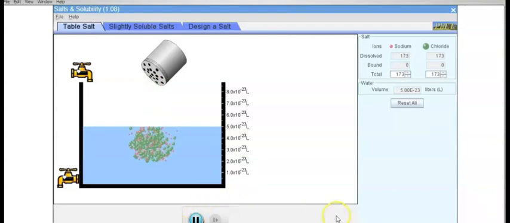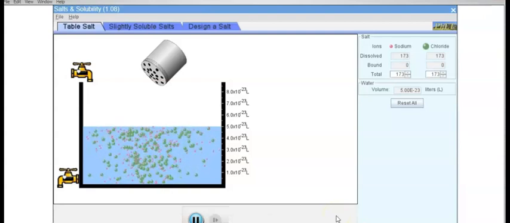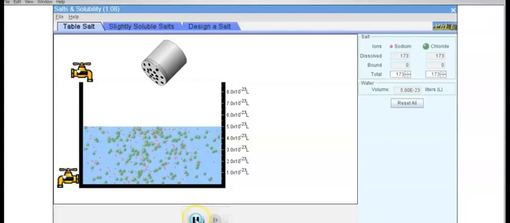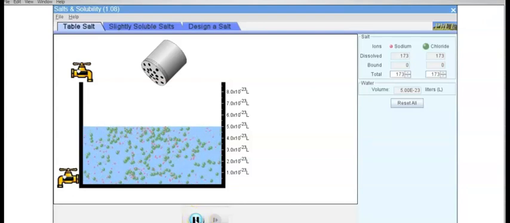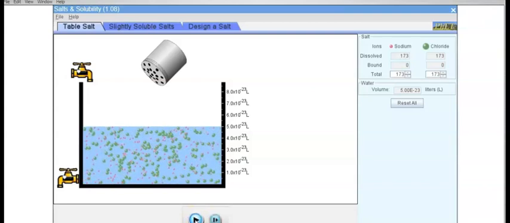Animation's a little slow this morning, it looks like. There we go. Look at that. All the ions separate from each other. So they dissociate. And what I'm going to do is pause the animation, and I want you to count all of these sodium ions, that is in pink, and count all the chloride ions. So let's see if I count all of these. Count the green ones first.